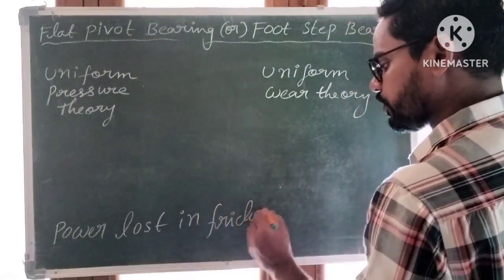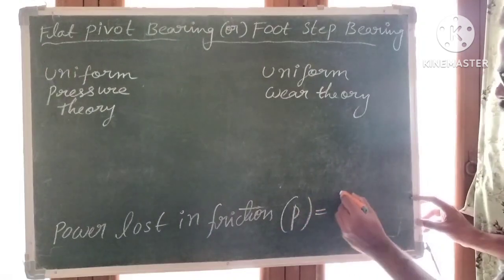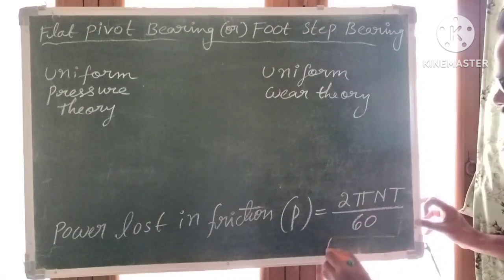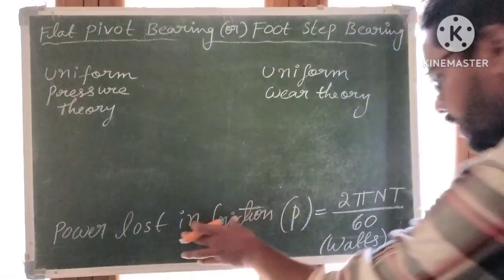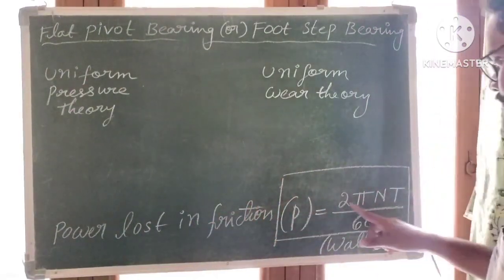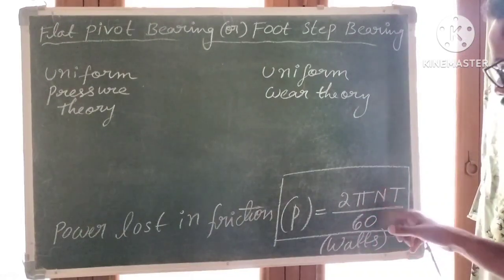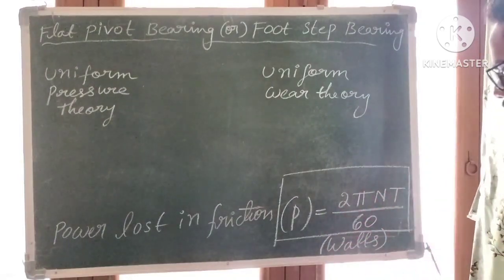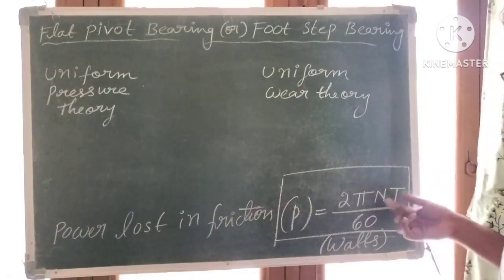Power lost in friction is given by P is equal to 2 pi NT by 60, and the units are watts. So the basic formula for power lost in friction is 2 pi NT by 60. Here 2 pi N is the speed, the speed of the rotating element or speed of the shaft. The speed of the shaft is already given in the question.